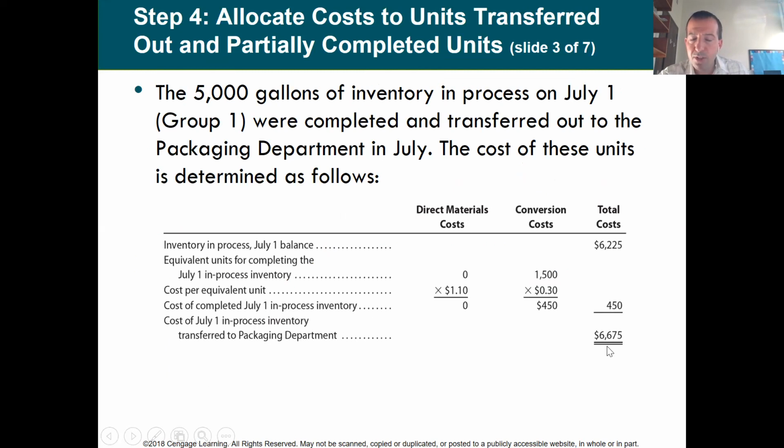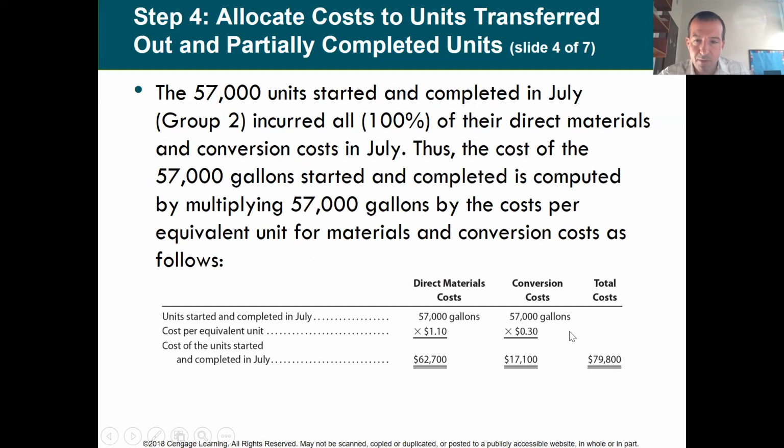We multiply that by the 30 cents per unit, we get 450. So for group 1, which is the beginning balance, we take the material beginning balance of 6,225 plus the 30% equivalent units for conversion, which would be the 1,500 multiplied by 30 cents. That's $450. So my beginning cost is 6,675.